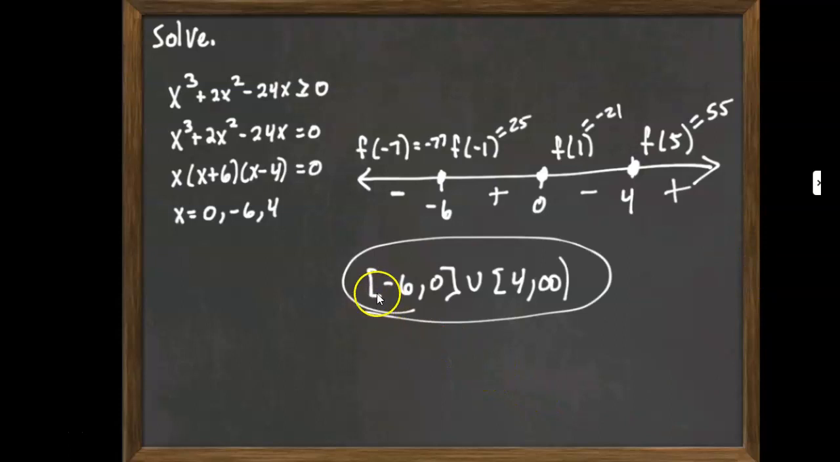So we can write it down like this: the interval from -6 to 0, union the interval from 4 to infinity. Again, bracket on the 4, the 0 and the -6, because those are all included.